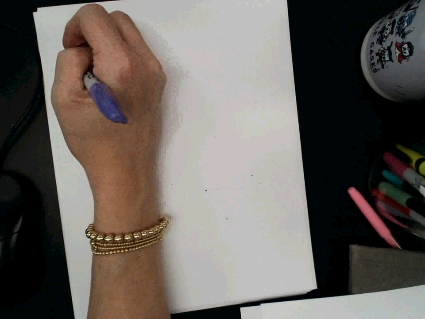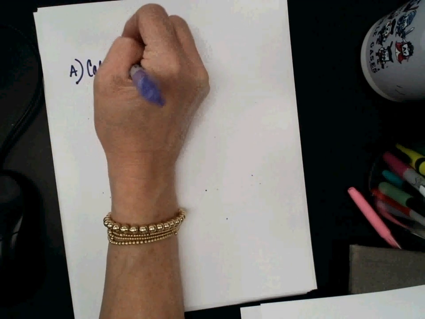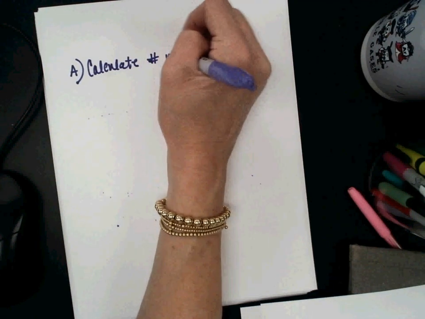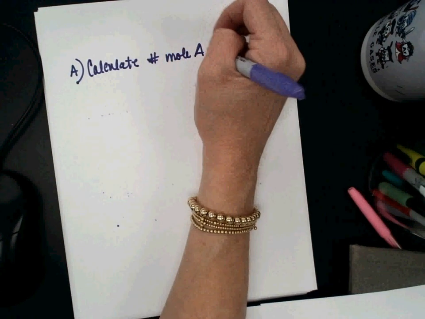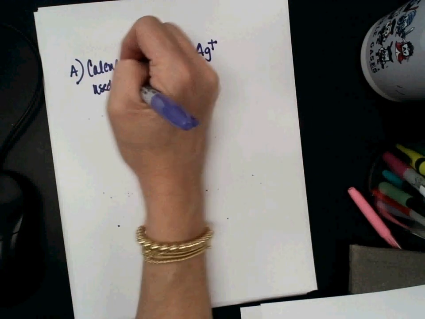So the first thing I want to do when I look at this is it's asking me how many grams of chloride do I need to react with the silver. So I've got information about the silver. Let's use the information about the silver. So I'm going to calculate the number of moles of Ag plus used in the titration. That's what it's asking me to do.